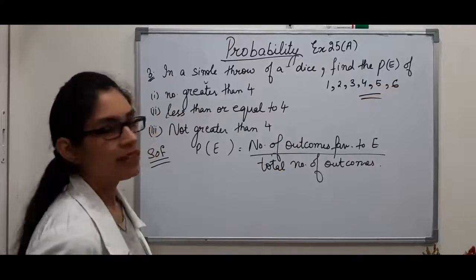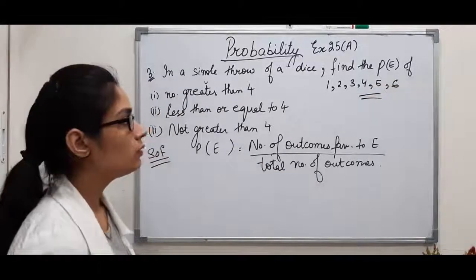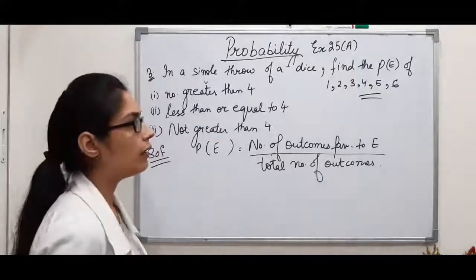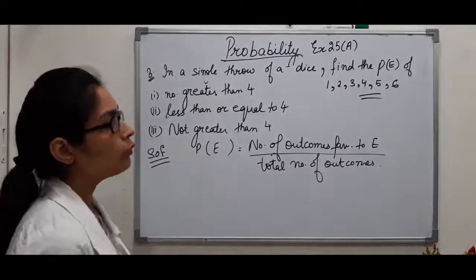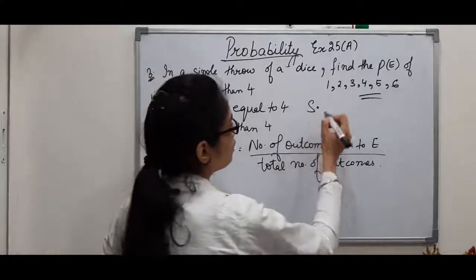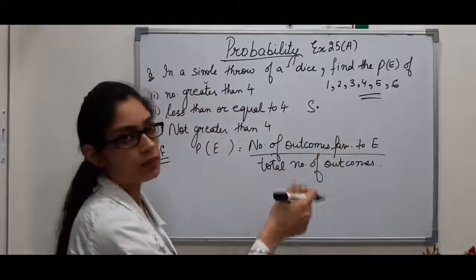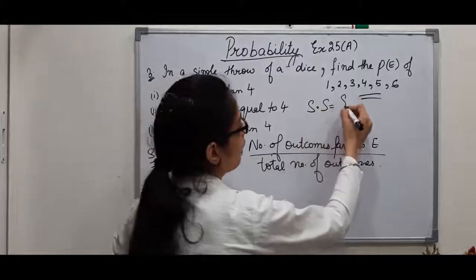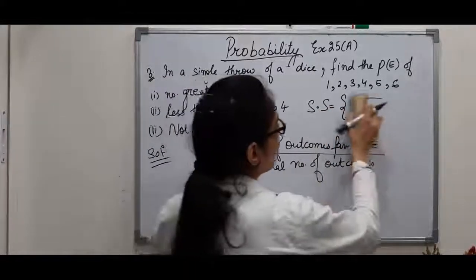And we used to play certain games with the dice. So I'm sure every one of you has seen that. So how to create a sample space? Sample space means the arrangement of the events. This is my sample space. So I will arrange it in this way.